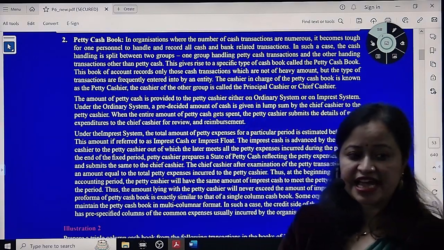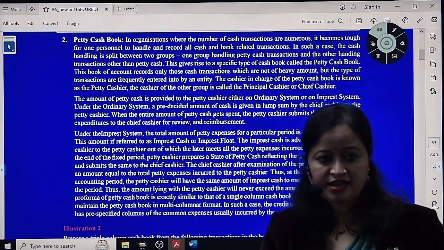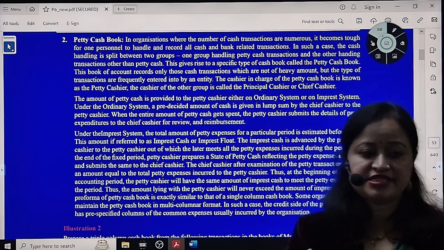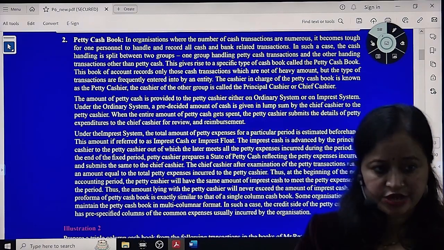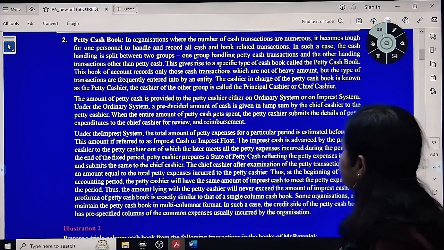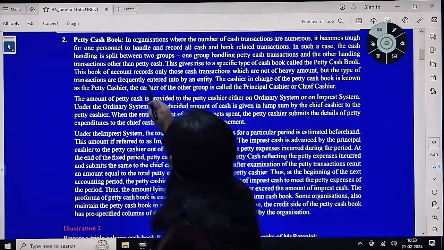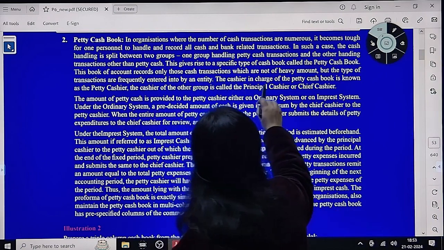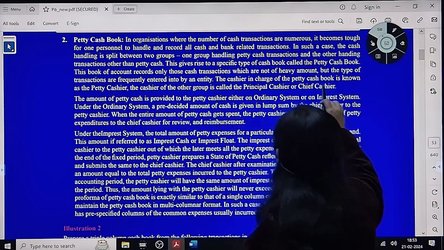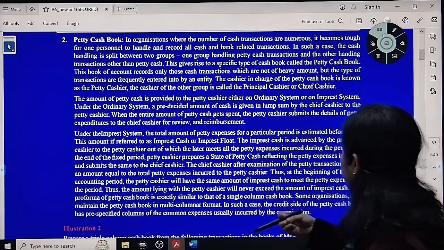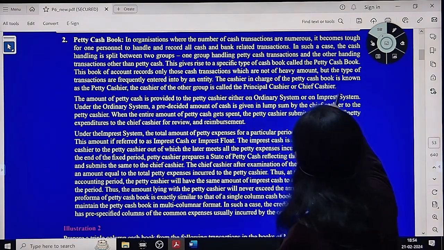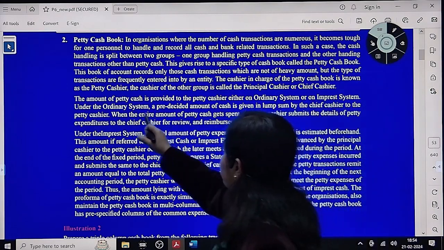Okay, the person who is handling the petty transactions or the small transactions and preparing the petty cash book. Fine? So this book of account records only those cash transactions which are not of heavy amount. As I've told you, very small amounts, 5 rupees, 10 rupees, 15 rupees. So the cashier in charge of the petty cash book is known as petty cashier.